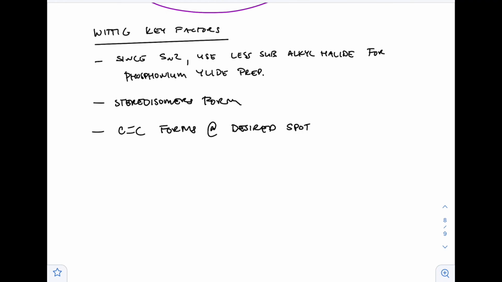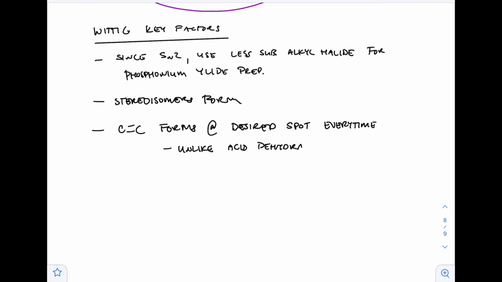So stereoisomers form, right? Cis and trans, and the C-C bond forms at the desired spot every time. So that's why it's so cool. And this is unlike the addition of acid to an alcohol. When you do your dehydration to form your alkene product, that forms the most stable alkene product, while the Wittig reaction just forms it at the position. So the carbon-carbon double bond again forms at the spot that the carbon-oxygen double bond was. And so it's really easy to spot and work your way backwards from there. So let's do it. Have fun. Let me know if you have any questions.